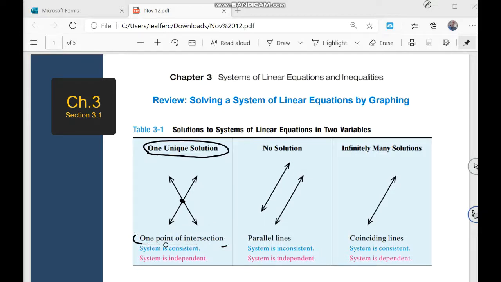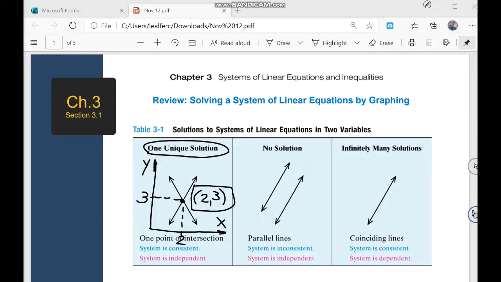And how are we going to answer this? You have the lines crossing one point. You have the x-axis, y-axis. And then you're going to answer with the coordinates of this point of intersection. Let's say the coordinate here on the x-axis is 2, on the y-axis is 3. The answer is the ordered pair (2, 3): x equals 2, and y equals 3. This is how you answer a situation when you have one point of intersection and one unique solution.